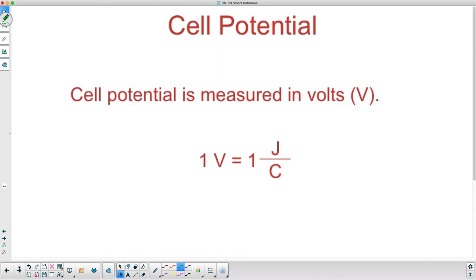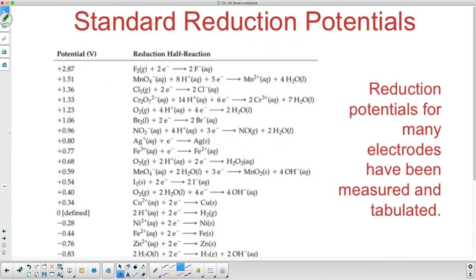So cell potential for 1 volt is 1 joule per coulomb. And we'll talk about joules and coulombs. You already know what joules are, but coulombs are new for us. So here's the deal. Everything that you see in this chart here is based on the acidic hydrogen with a +1 charge gaining 2 electrons in a reduction and changing to H2. That is 0, and everything else is compared to that.